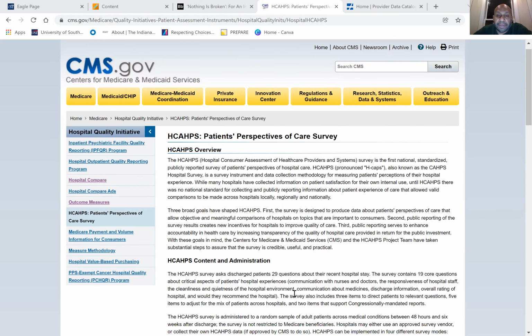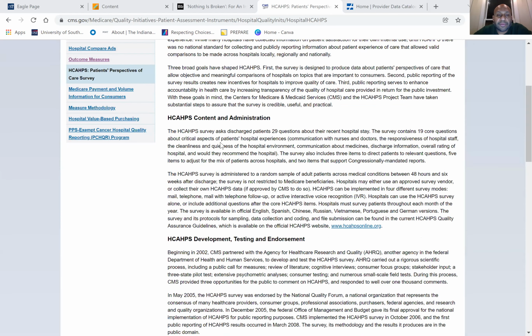So what does it measure? It says right here, patient experiences with communication with nurses and physicians, responsiveness of staff, cleanliness and quietness of the environment, communication about medicine, drugs, everything, including the food.